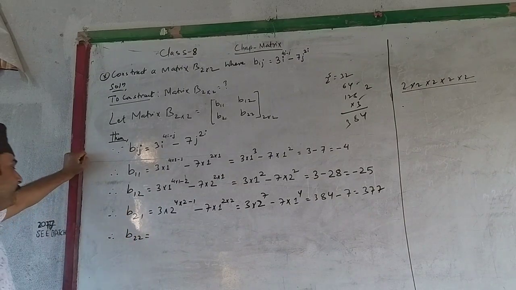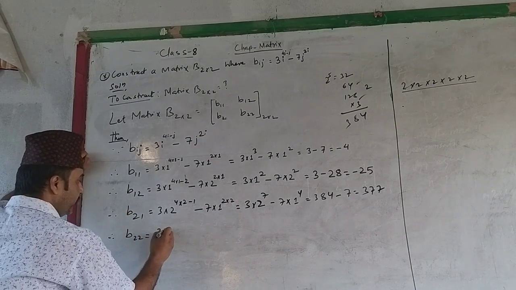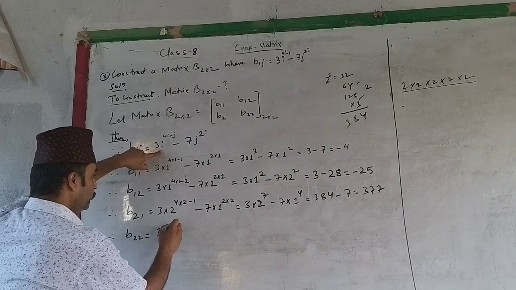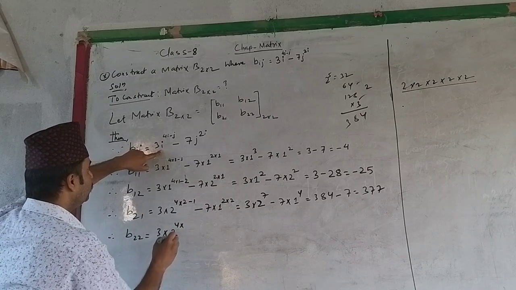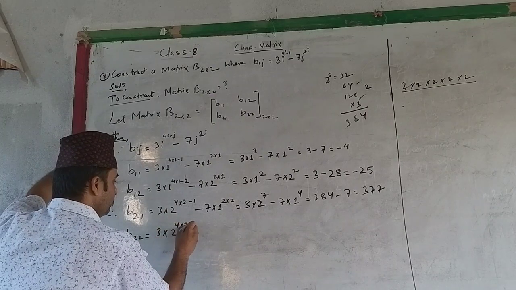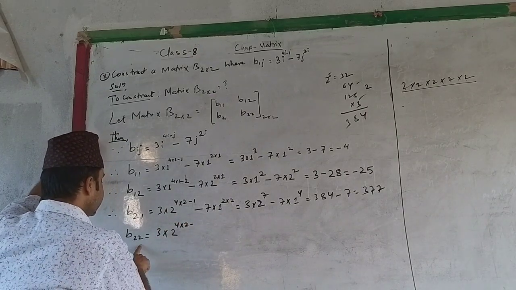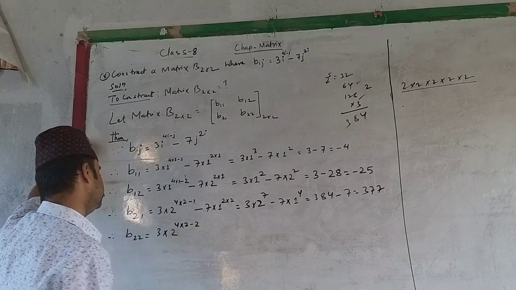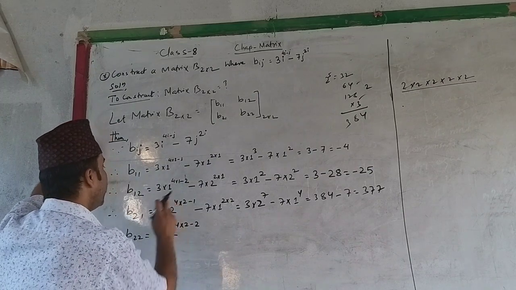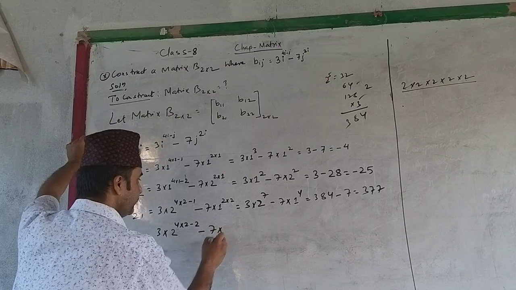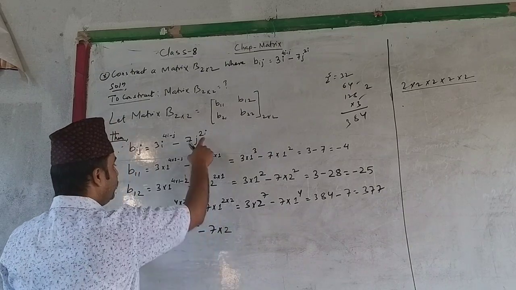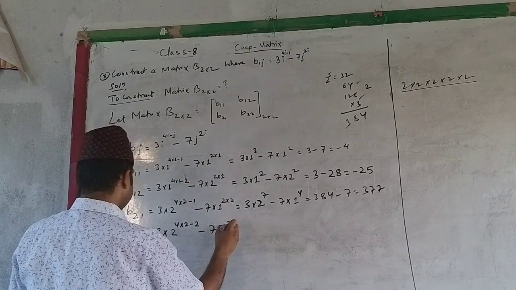B22. What is the value of B22? B22 means 3 times 2 to the power of I, what is I? I is 2 to the power 4 into, okay, what is I? I is 2, minus, what is J? And J is here again 2. J is here again 2. Okay, J is here 1 minus 7 times 2 to the power J. What is J? J is 2 and to the power 2 times again it is 2 over here.